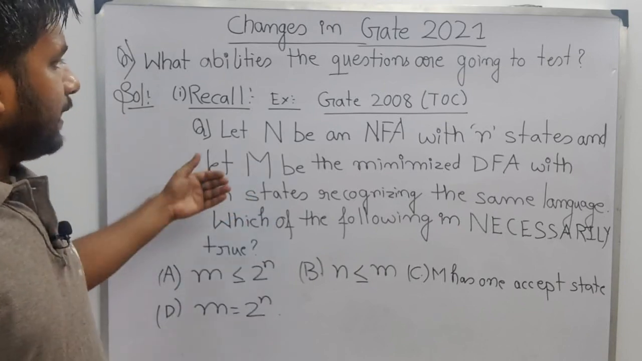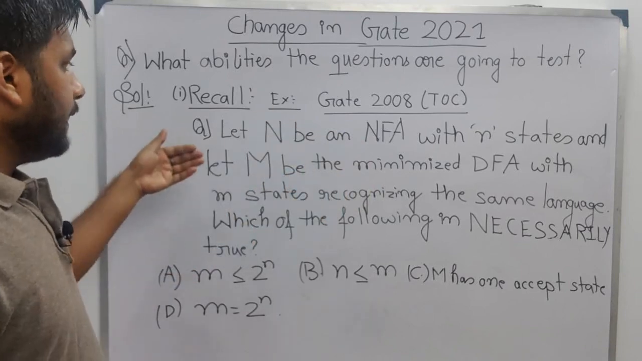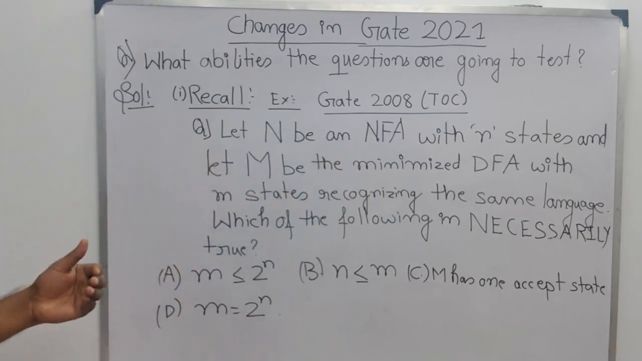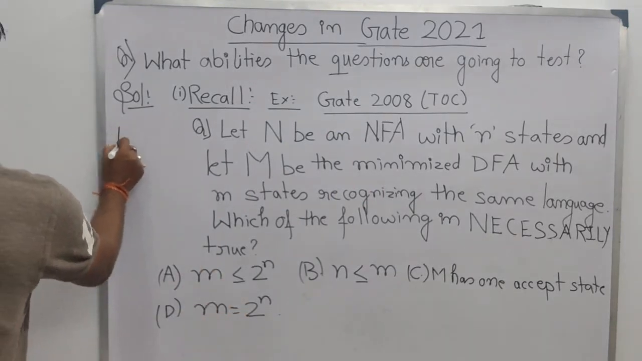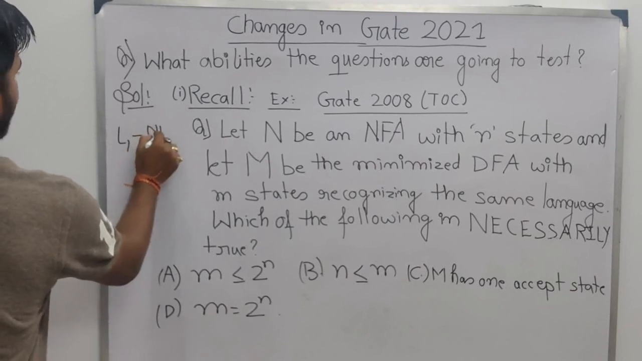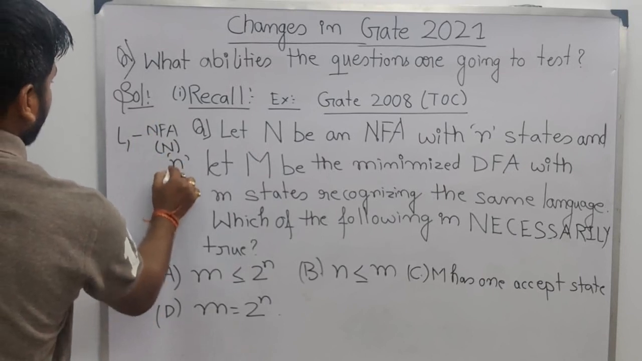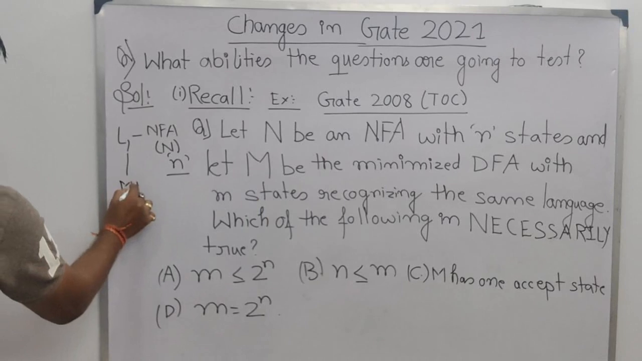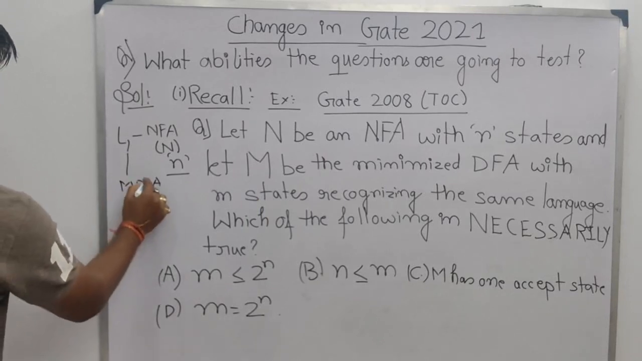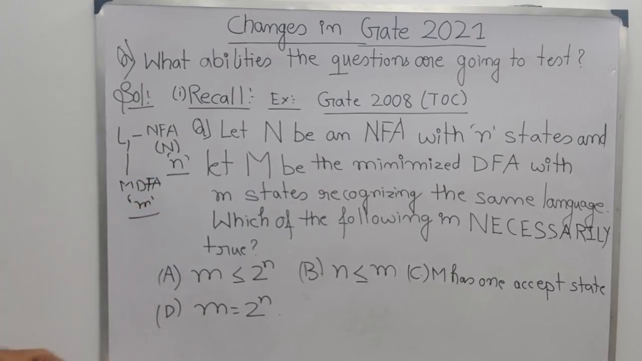It is saying let N be an NFA with n states. So the NFA is having n states. Let M be a minimized DFA with m states recognizing the same language. Means for the same language, let us assume L1, it is having an NFA, the name of that NFA is N, which is having n states, and for the same language it is having a minimized DFA which is having m states. Now they are asking which of the following is necessarily true.